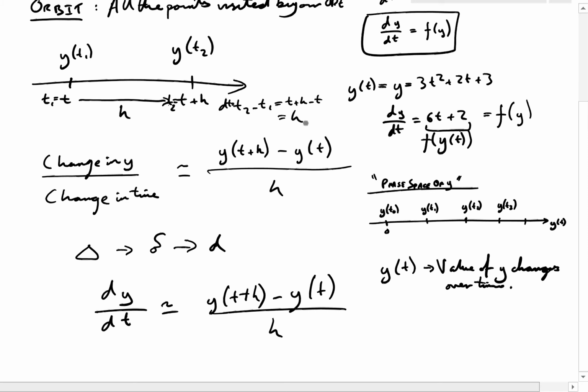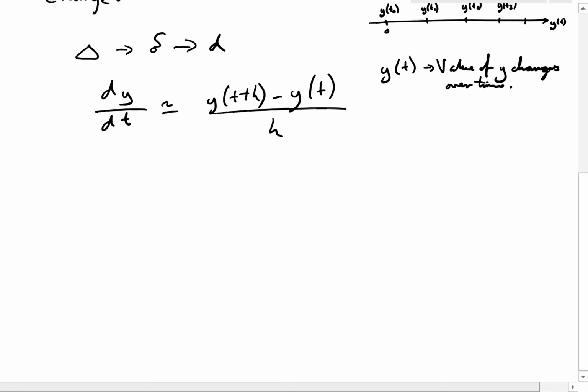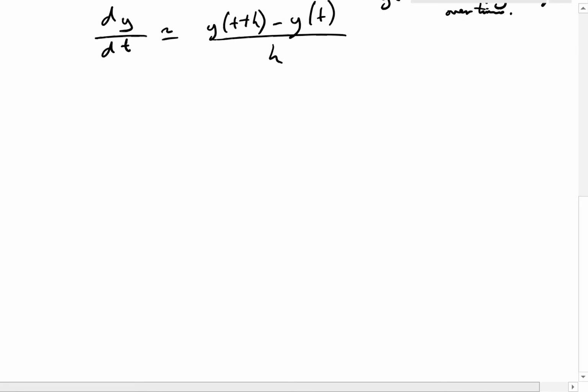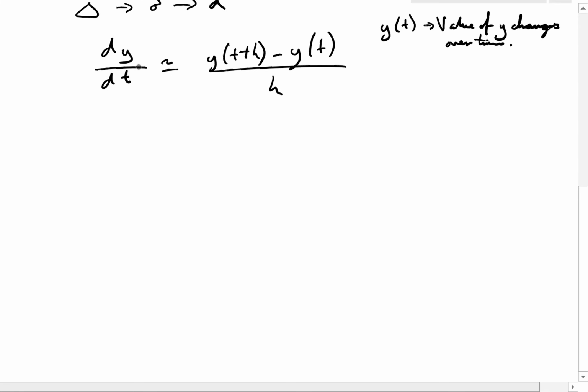So, let's consider now different cases. Let's bear this in mind. dy by dt is approximately equal to y of t plus h minus y of t over h. Well, what happens if dy by dt, so its left-hand side, is less than 0? Well, what does that mean? What does the right-hand side have to do in order to make this the case?